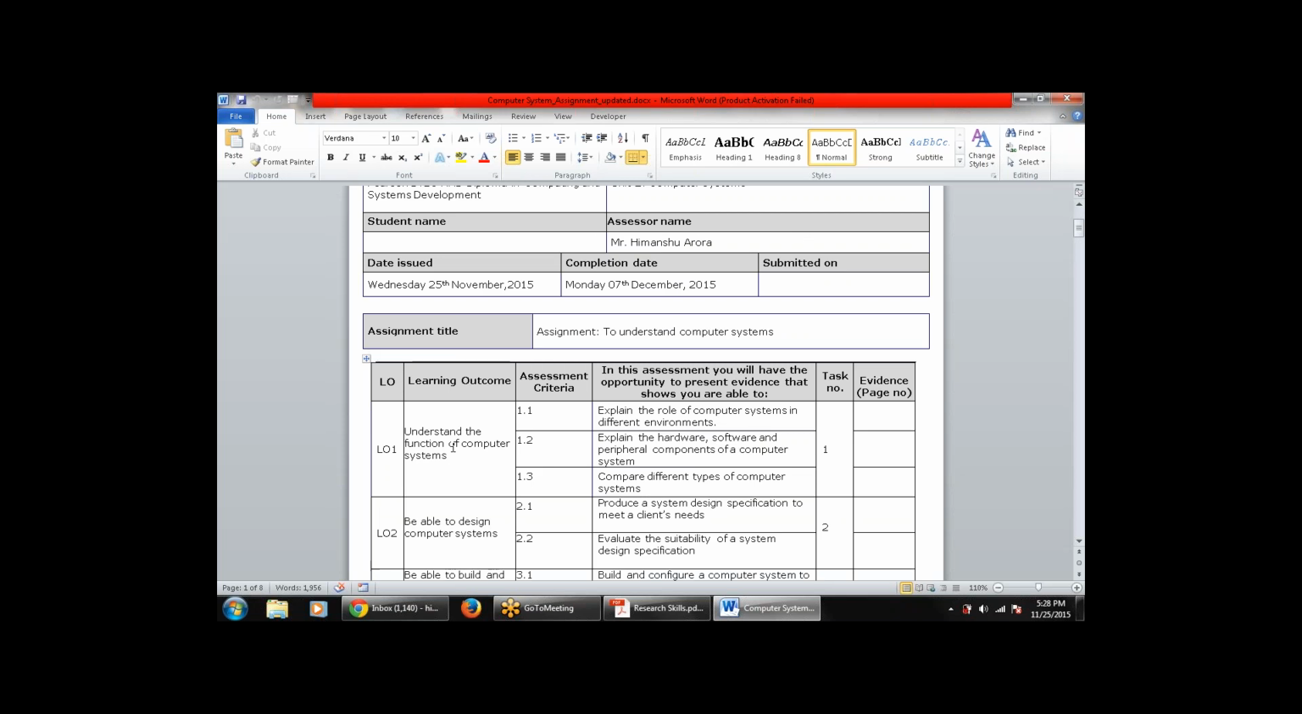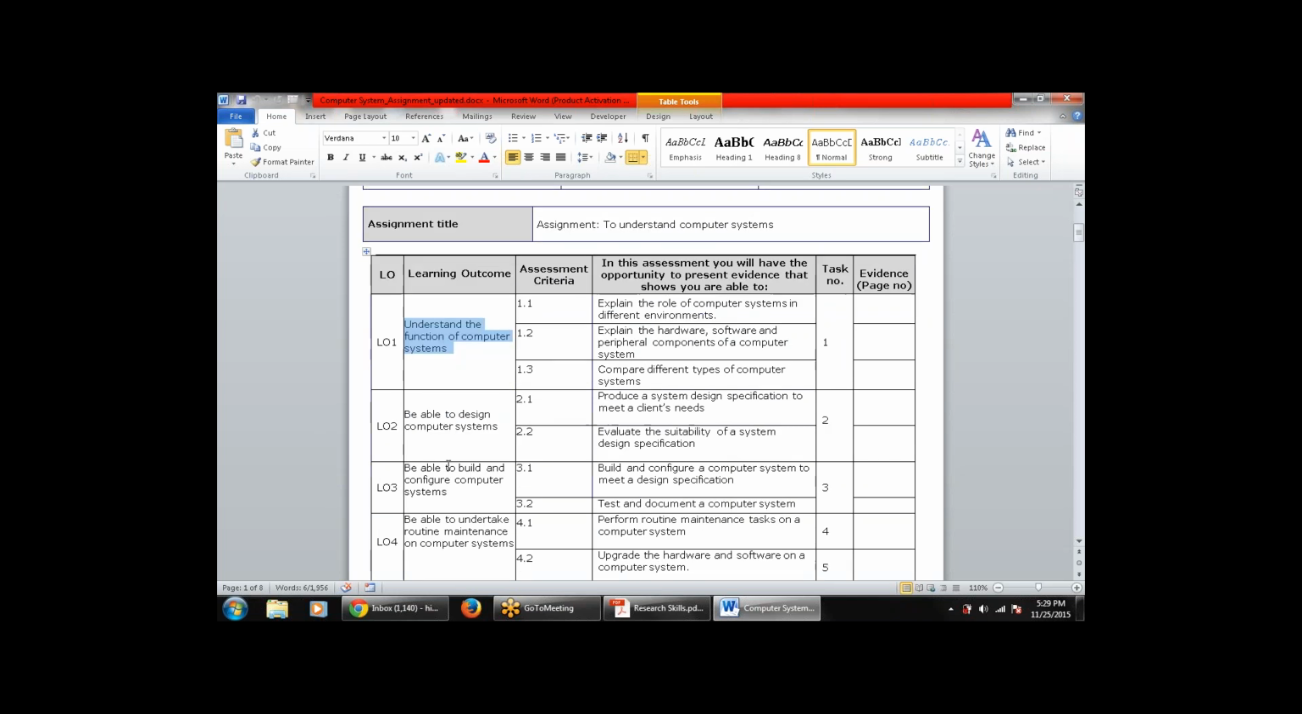That is only one assignment for the one module, not 2 assignments for this computer system. So it depends on the module to module, right? So these are the various learning outcomes. That is the LO1, that understand the functions of computer system. The next LO is be able to design the computer systems. That is LO2, and within the LO1 these are the 3 assessment criteria that is covered under the LO1.